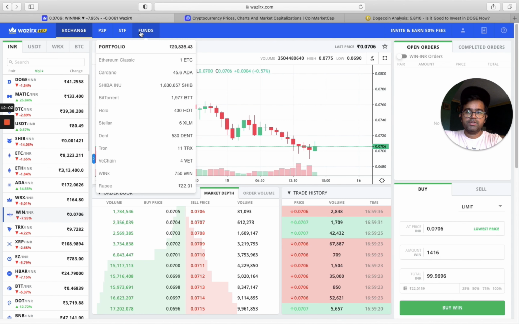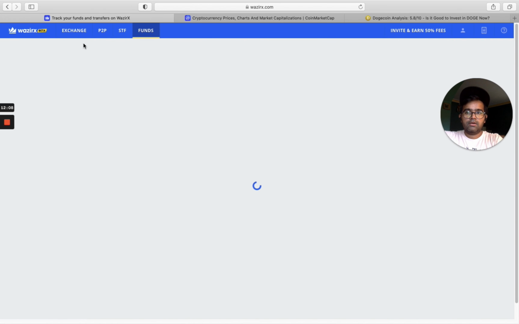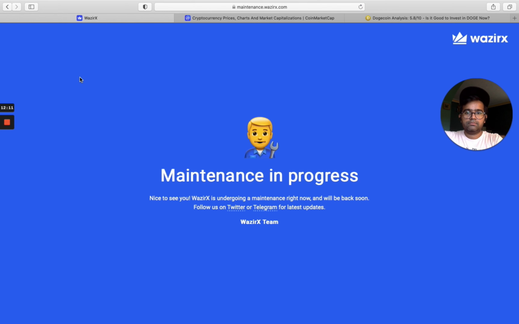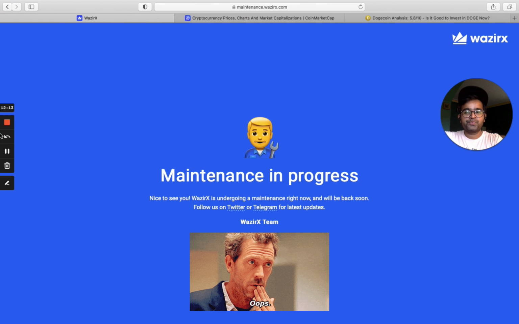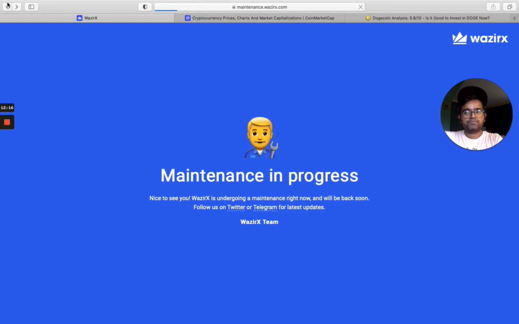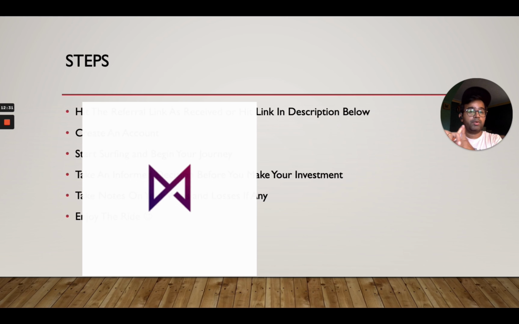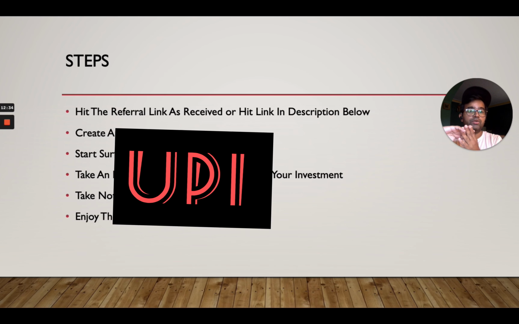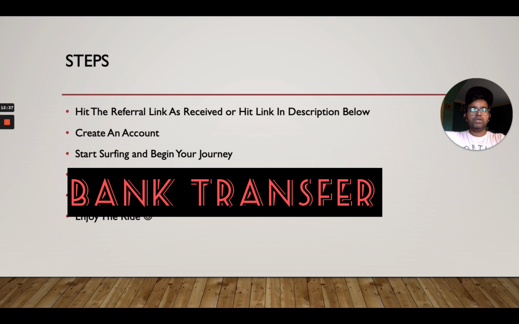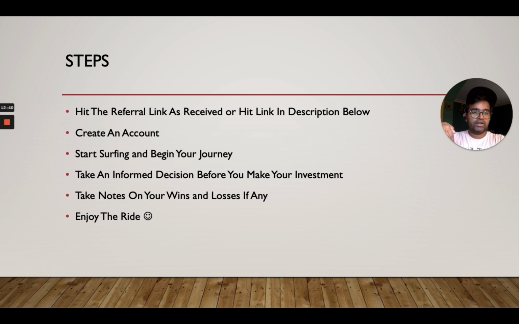But before you buy a coin, the first thing that you need to do is click on funds. Oops, it's having a maintenance issue. So before you get into that, what you need to do is you need to hold on. You need to click on funds and you need to top up your account. There are three options to top up your account. You've got Google Pay, you've got your UPI modes, and you've got a direct bank transfer. I would recommend doing a direct bank transfer because you can have a bank trail to it and you can always dispute it if there's a confusion later on.